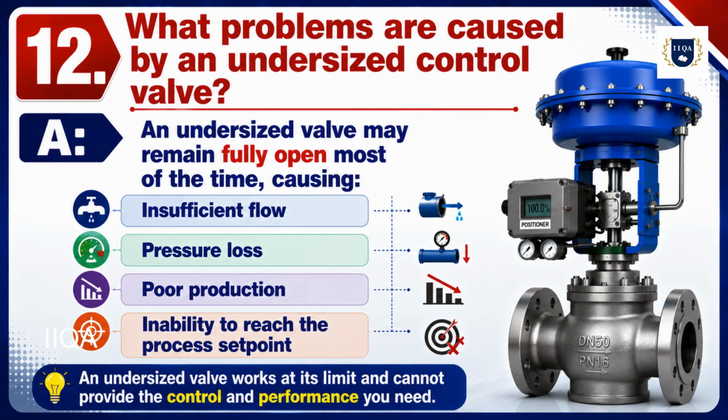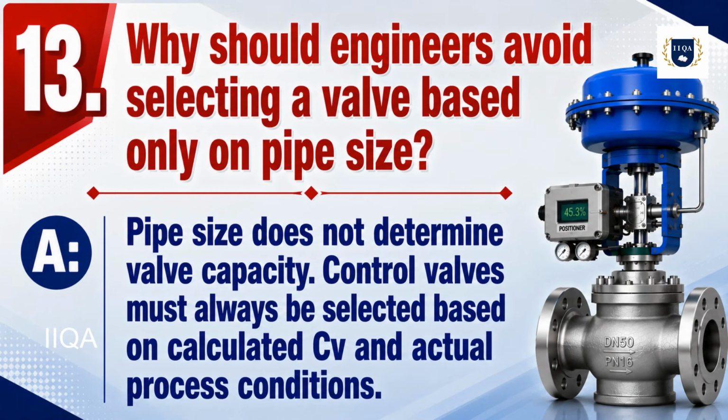12. What problems are caused by an undersized control valve? An undersized valve may remain fully open most of the time, causing insufficient flow, pressure loss, poor production, and inability to reach the process set point. 13. Why should engineers avoid selecting a valve based only on pipe size? Pipe size does not determine valve capacity. Control valves must always be selected based on calculated CV and actual process conditions.